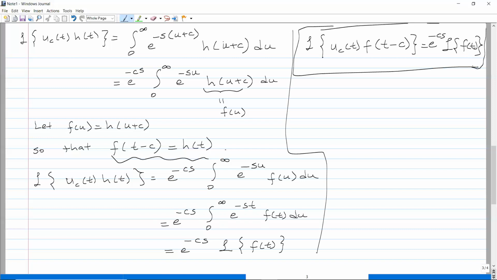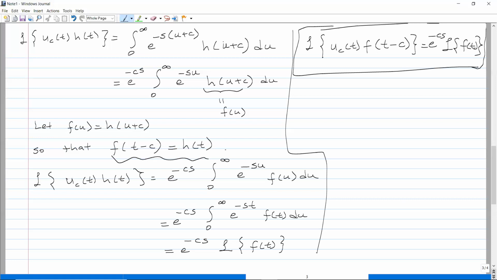This is what I get. So you see, when you multiply with the unit step function, you make a shift. You shift everything. The Laplace transform starts from 0. The integral starts from 0. But the unit step function shifts everything to c.